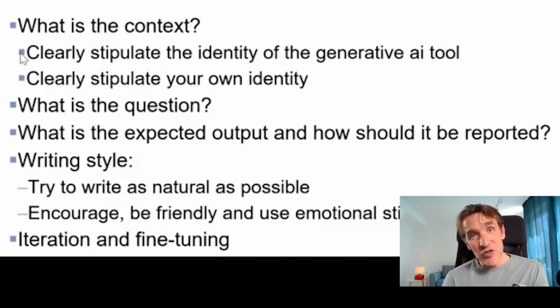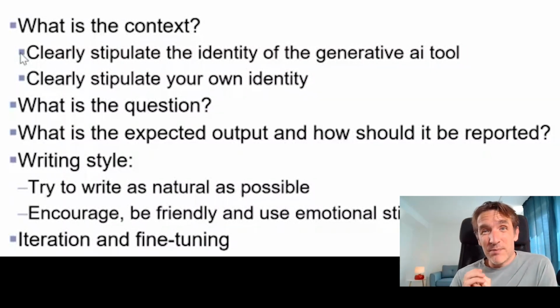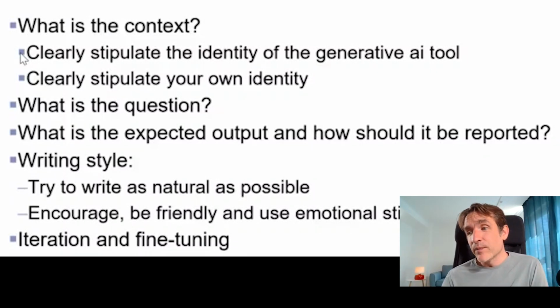It also makes sense to clearly formulate what kind of output you want to get. Is it bullet points? Do you want to generate hypotheses? Do you want to have a table? All these kinds of output formats are possible, but it's important to clearly formulate them. Also important is to try to write as naturally as possible, as if you're talking to a person. That also means you need to try to be encouraging, friendly, and emotional.